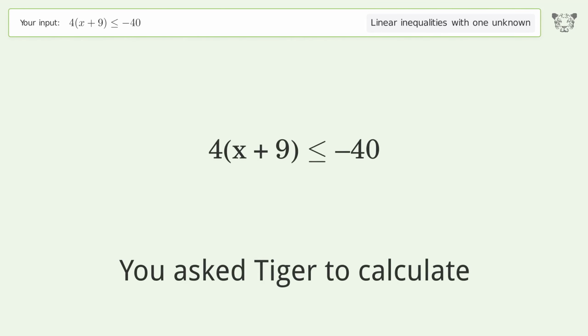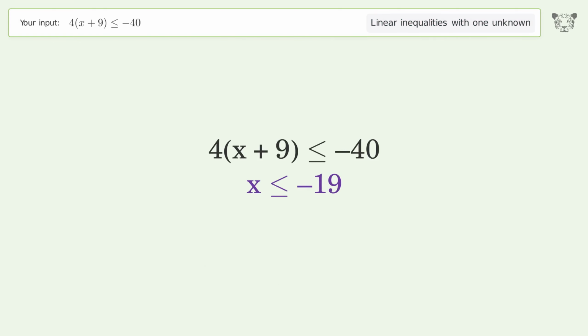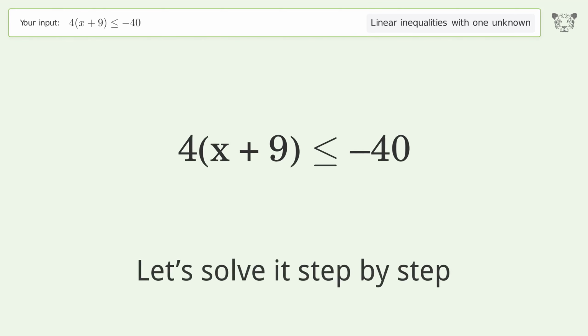You ask Tiger to calculate. This deals with linear inequalities with one unknown. The final result is x equal or smaller than -19. Let's solve it step by step.